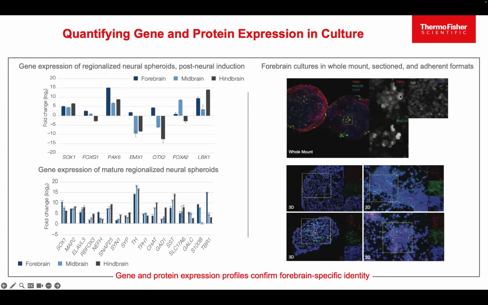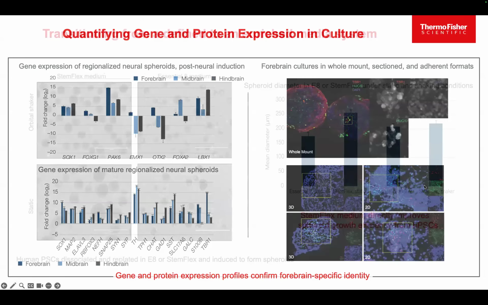We're staining them here with TBR1, which again is specific to the forebrain, as well as HuC/D, which are antibodies that bind specifically to antigens present on neuronal cells. Below that, we're looking at images of 3D sections on the left and then 2D sections on the right. And again, using antibodies for different forebrain-specific markers and also non-neuronal markers. In each format, what we found is that colocalization here was very much indicative of a cell population of later stage forebrain.